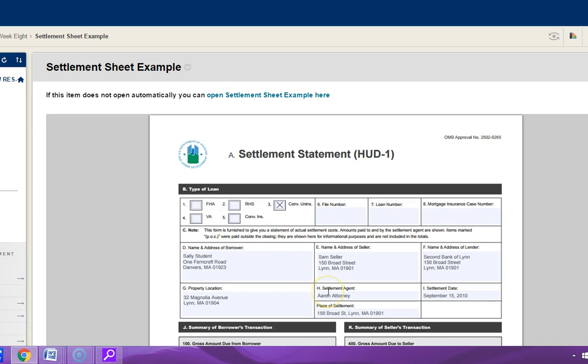And then your settlement agent is the person handling the closing. So it's typically the lender's attorney. You can make something up there. Could be the buyer's attorney if there's no lender involved. And place of settlement is the place where you physically are when you close the loan. And so that's what goes right there. And the settlement date is your closing date from paragraph 8 of your purchase and sales agreement.